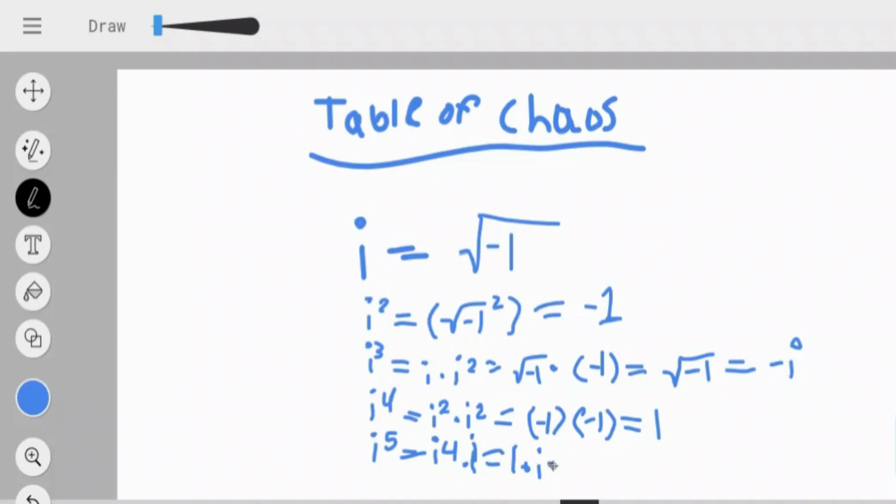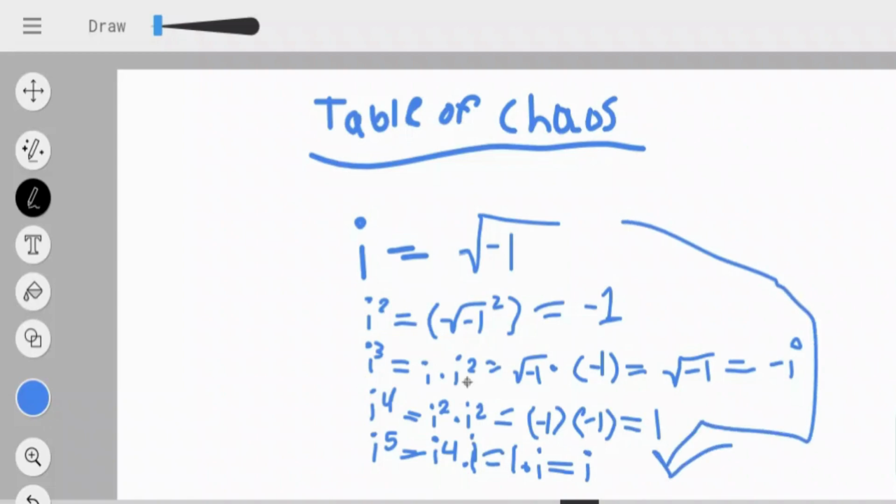And then 1 times i times itself. That is going to give us i. Now, do you see the pattern here? Do you see where we're getting at? We did all of these. It's very, very easy, very simple.